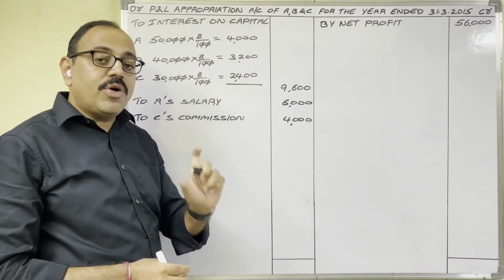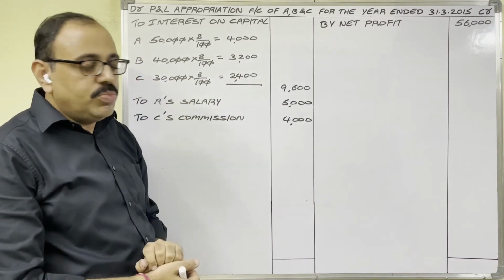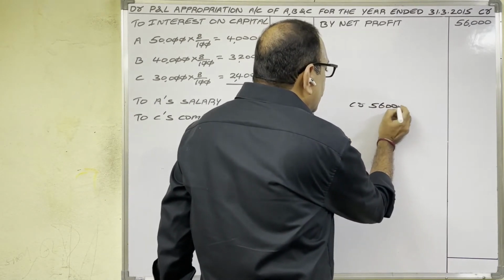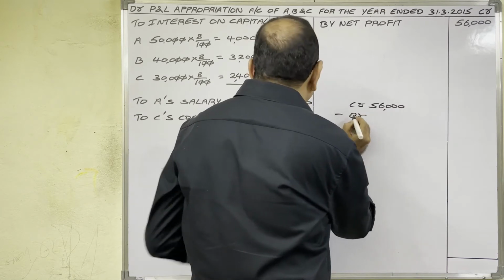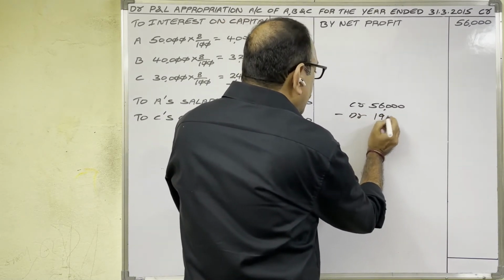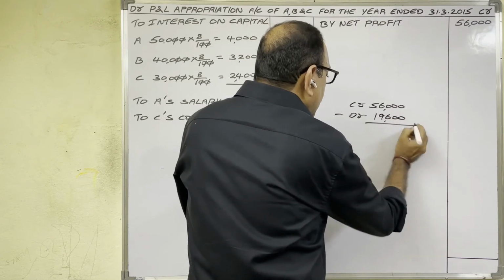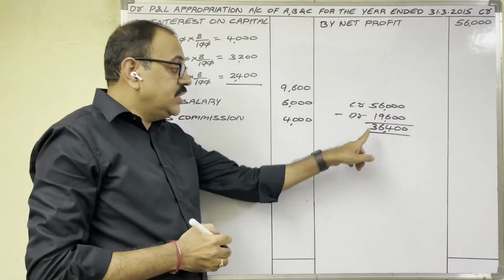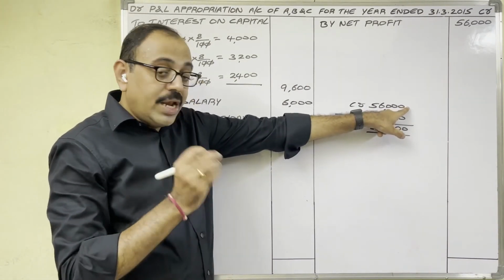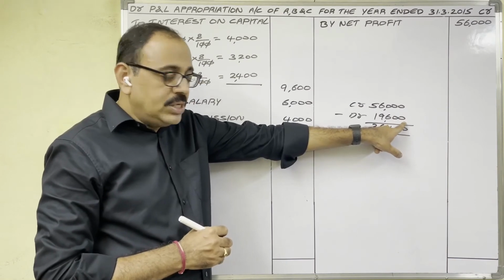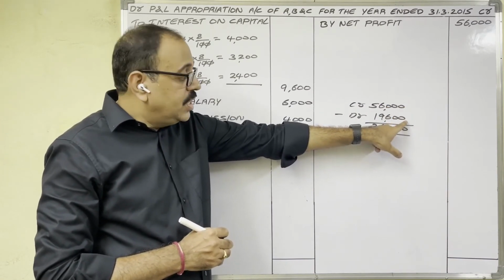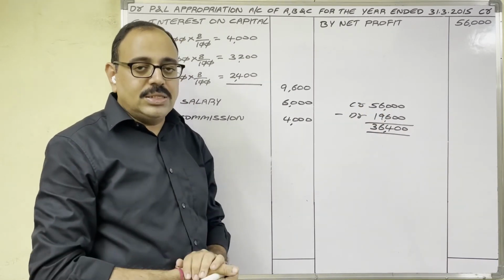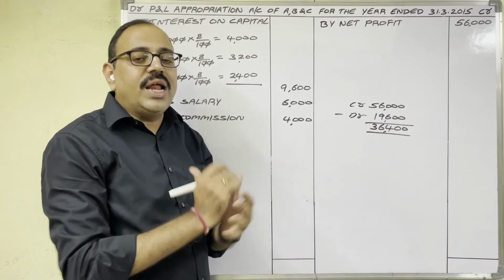Finally, you have to calculate the profit or loss. Credit side total is more. Credit total 56,000 minus debit total 19,600. Then the difference is 36,400 rupees. Finally, this is profit. Because on the credit side we have written net profit, on the debit side expenses. So profit is more than the expenditure. Therefore, the final amount is also profit. This profit belongs to partners. So to their capital accounts, we have to transfer this amount.